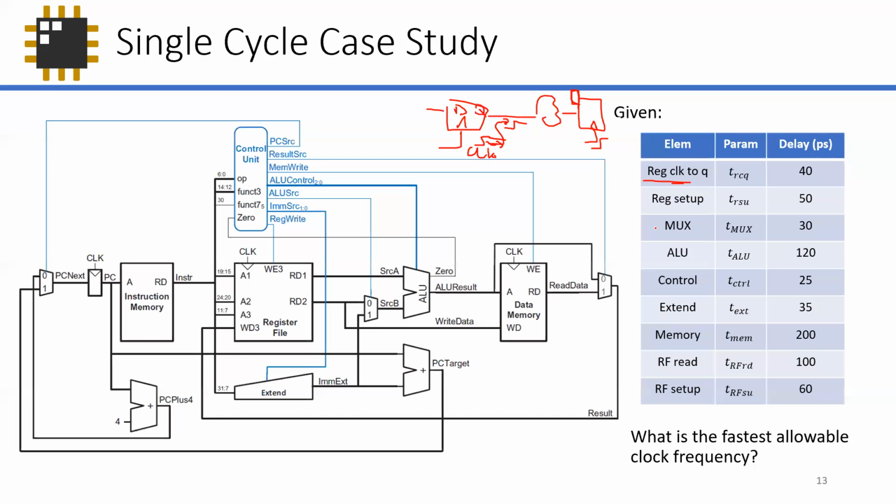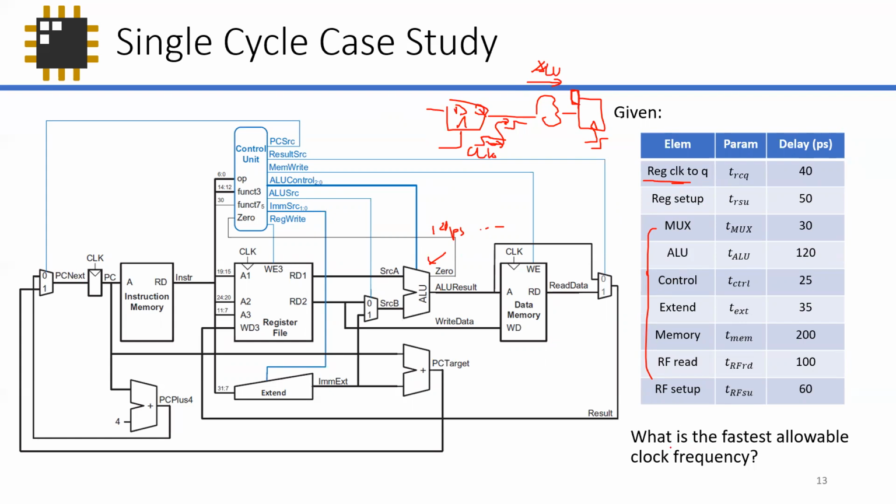And all of these are logic delays. If I have some logic here, like the ALU, right? The ALU is around 120 picoseconds. Actually, I think it should have been nanoseconds, but anyway, doesn't matter. These are all the delays.